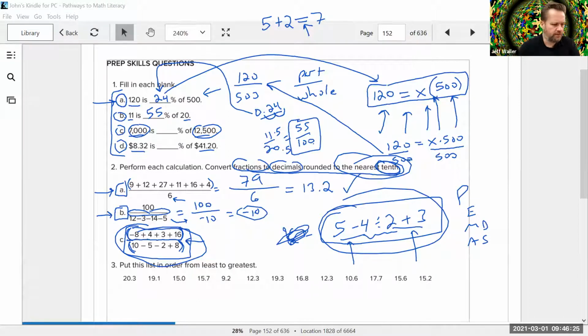How you guys doing out there? So apparently, this next section is going to deal with fractions and decimals and percentages. And then somehow number 3 is all about putting things in order. That should be pretty straightforward.